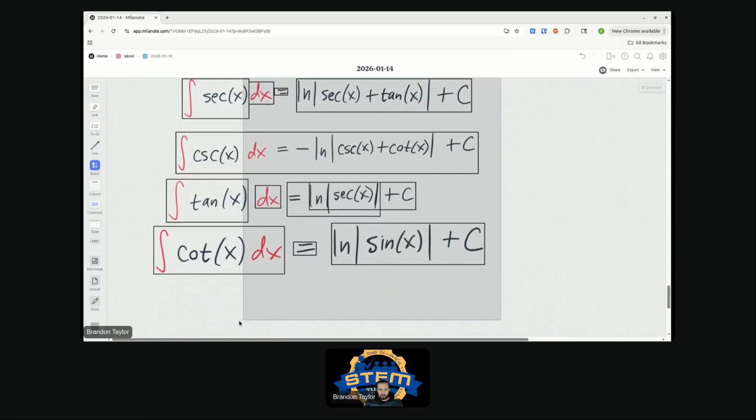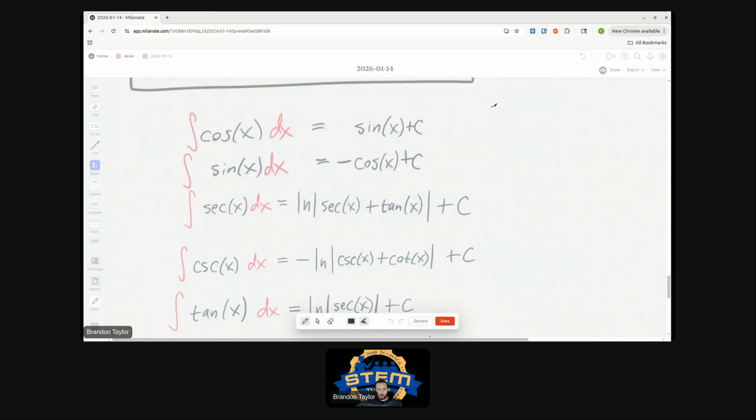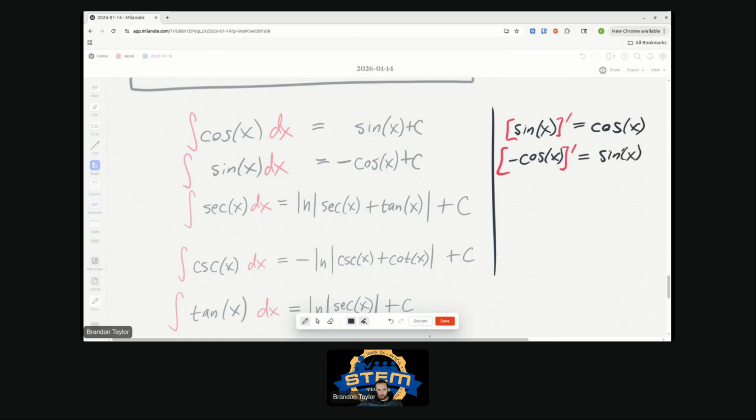And by the way, if you're skeptical of any of those, remember you can test these all out, right? So these first two are easy, right? You just take the thing on the right. If you take the derivative of it, is it the thing on the left? And the answer is yes, actually. And then if you take the derivative of negative cosine, well, what's the derivative of cosine? Negative sine. So negative sine is positive sine. So that checks out too.